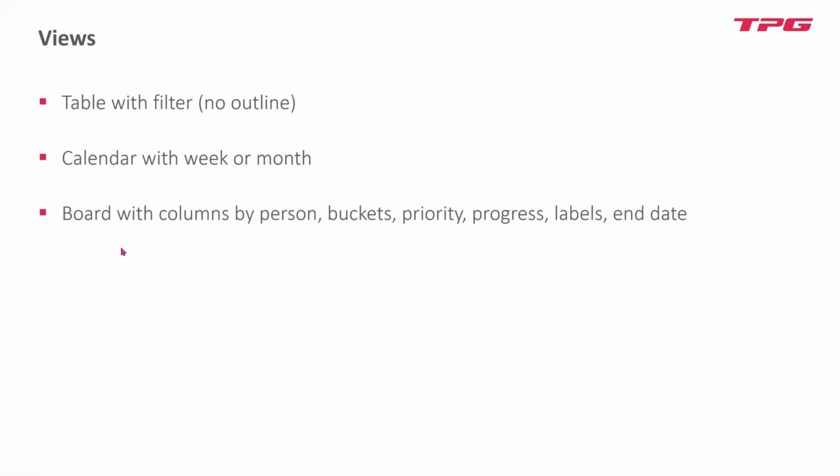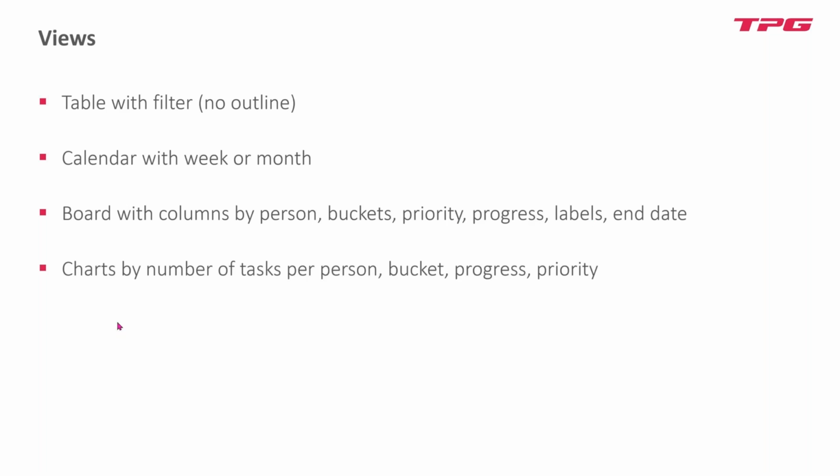So, last slide before we look at the live demo: views. You can have a table with filters, so you can have a list of these tasks and filter them. You can have a calendar view with weeks or months. We will see this. You can have a board with columns by person, bucket, priority, progress, labels, and end date. This is something we will also see. And you can have some charts by number of tasks per person, per bucket, per progress, per priority. So you get an overview of the status and all these things in your plan. And the last thing is there is a mobile app available. But let's stop talking. Let's start the demo. Thomas, please.